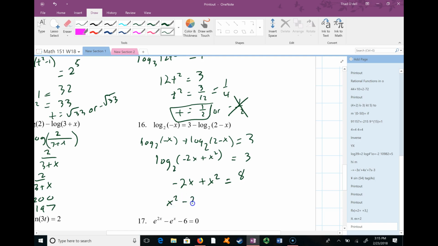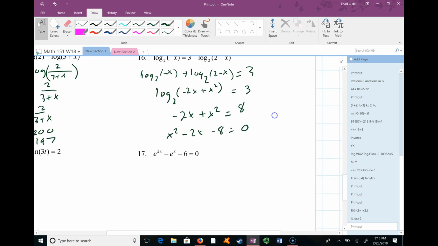So I have x squared minus 2x minus 8 is equal to 0. Can I factor that? Yes, I can. That'd be x and 2 and 4. And I want a minus 4 and a positive 2. Which means x is equal to negative 2 or x is equal to positive 4.